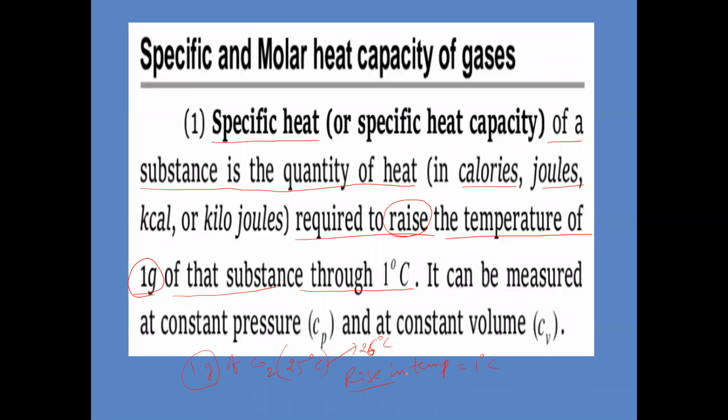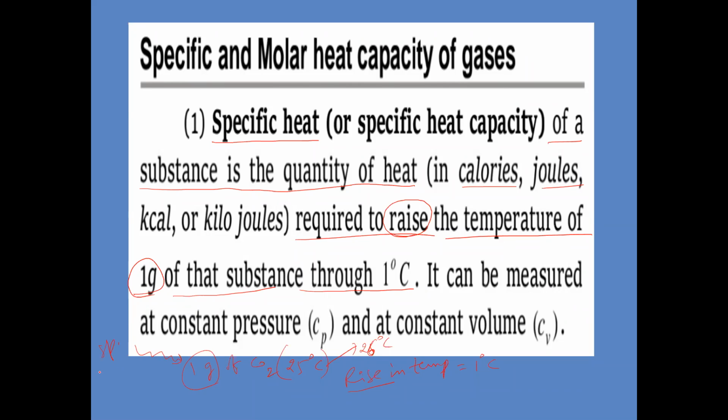So the rise in temperature, how much here? 1 degree Celsius. How did you say 1 degree Celsius? Because here the temperature is increased from 25 degrees Celsius up to 27 degrees Celsius for 1 gram. So how much is the increase in temperature? 1 degree Celsius. If you want to increase the temperature by 1 degree Celsius, how much heat energy is required?